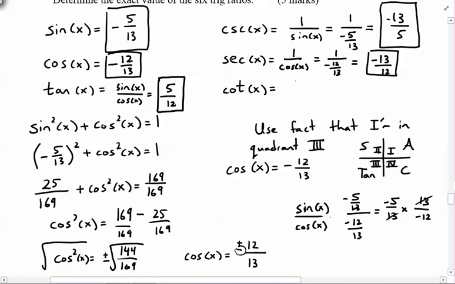And cotangent is just taking tangent and flipping it over. So I can take 5 over 12, flip it upside down, and make it 12 over 5. And now I have my 6 trig functions.